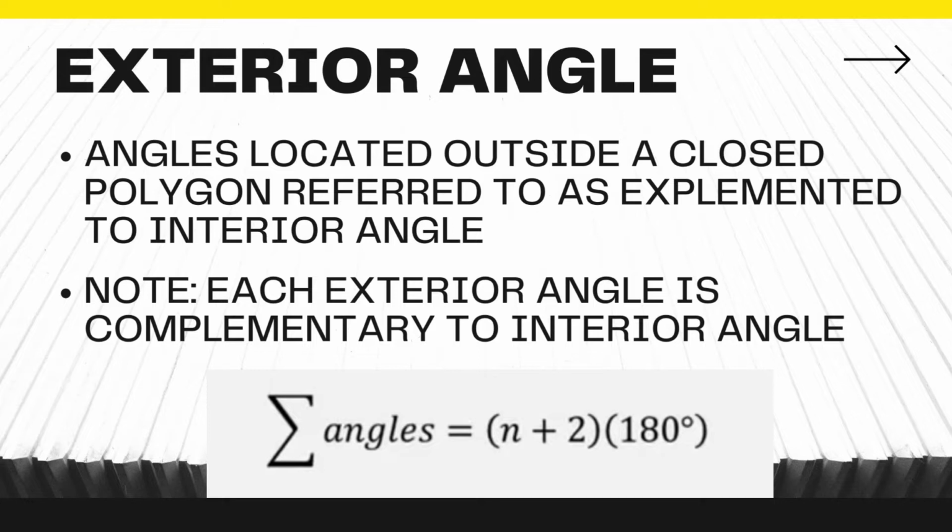Now, with exterior angles, we can follow the same process as that of the interior angle. First, we just have to determine if the given polygon is balanced or not. The only difference is that the equation for getting the total degrees changes slightly. Instead of subtracting 2 from the number of knots, we will add 2. Other than that, everything else remains the same.